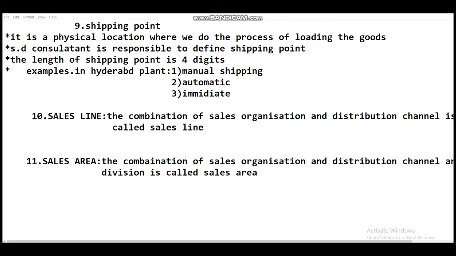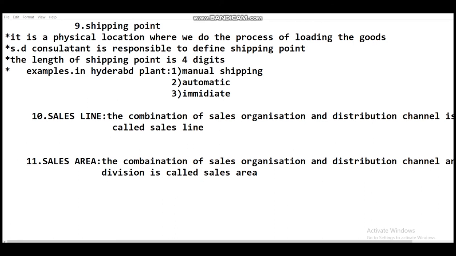And next one is sales line. So what is the sales line? The combination of sales organization and distribution channel is called sales line. What is a sales area? The combination of sales organization, distribution channel and division is called sales area. I will explain about the sales line and sales area in further classes in a detailed way.